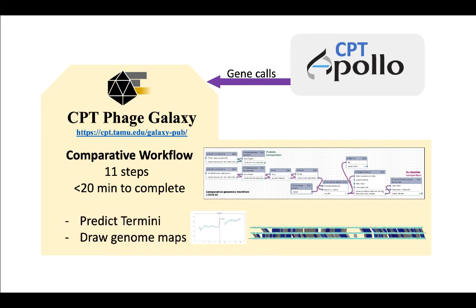We have additional tools available beyond the ones that are in the workflow in our Phage Galaxy, and those include things like phage term, which will help you to predict the termini of the novel phage, as well as a variety of tools for drawing genome maps, such as this comparison map here shown from EasyPhage.